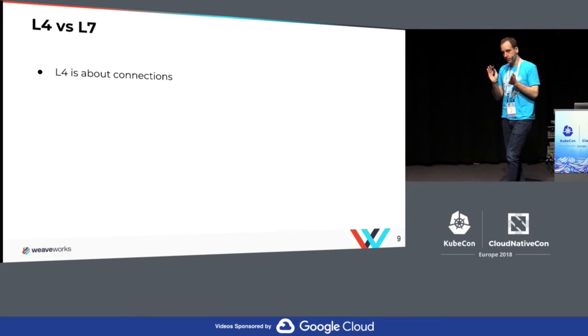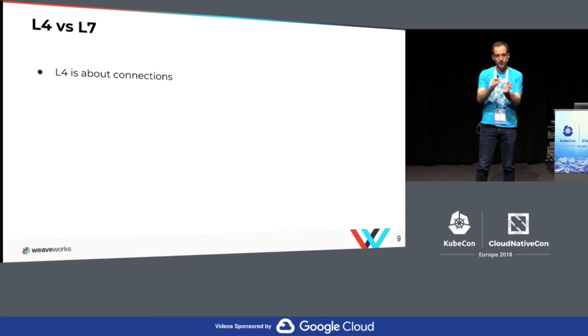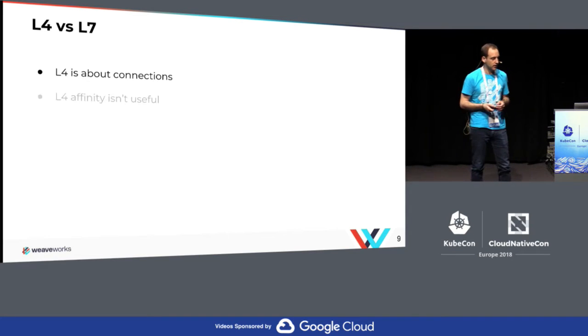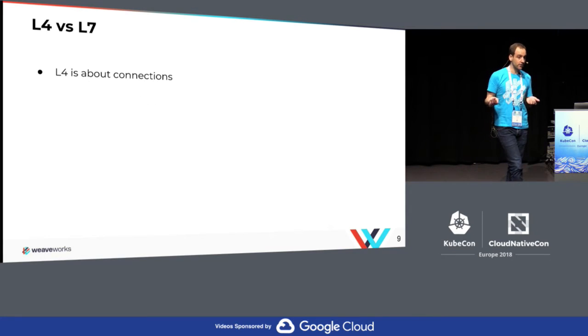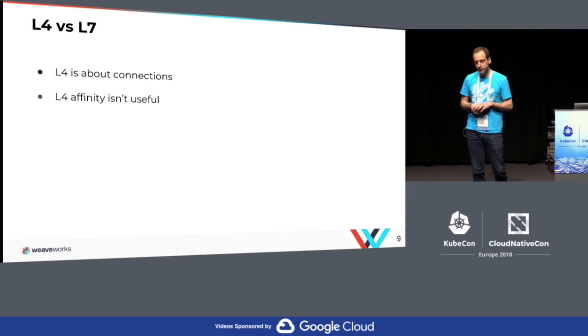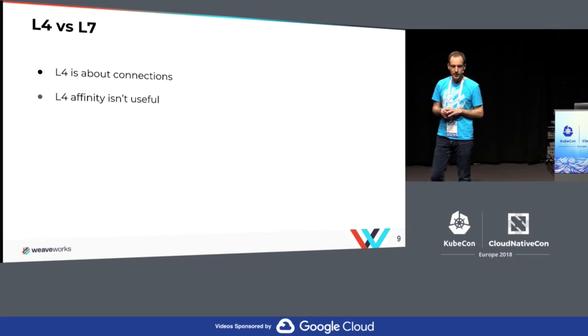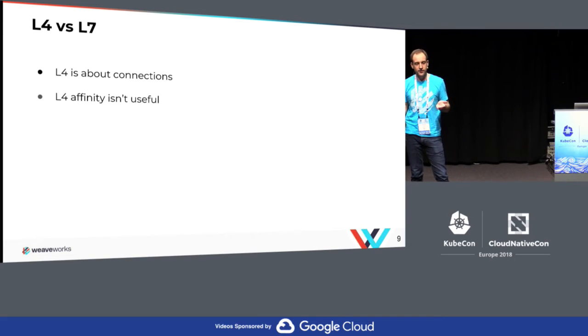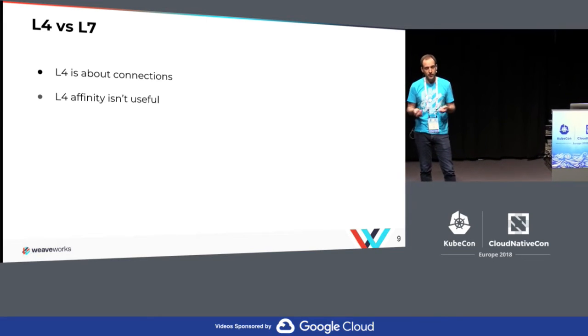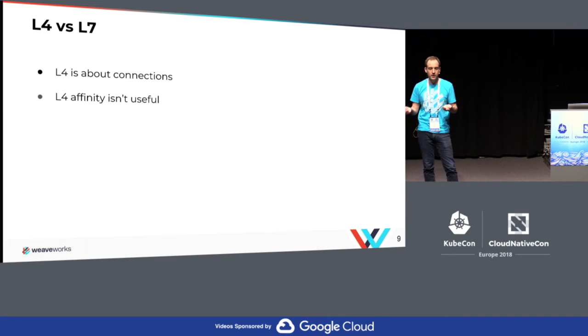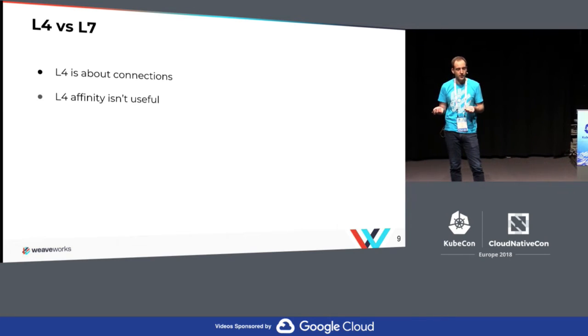Let's have now a look at the perspective of layer 4 versus layer 7. L4 is all about connections, as we've seen. L4 affinity is not very useful. If you think about it, the only thing at the L4 layer you can do for affinity is to look at the source and destination IPs and ports and try to make some decision based on that. But especially in the context of microservices talking into your cluster, that information doesn't really give you anything.